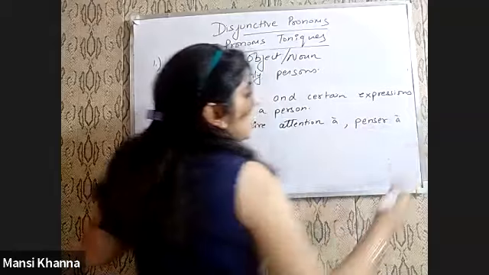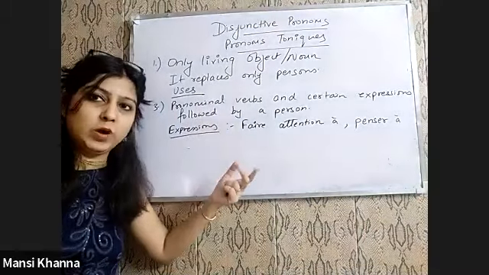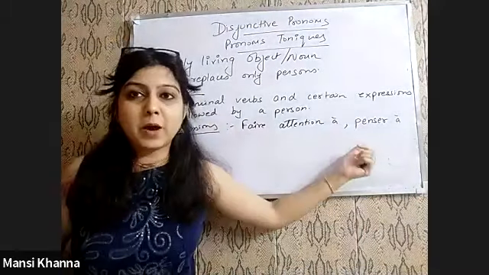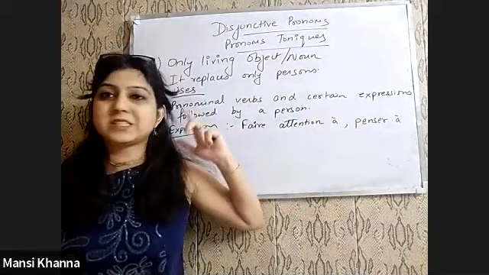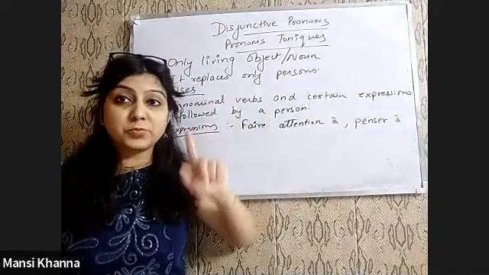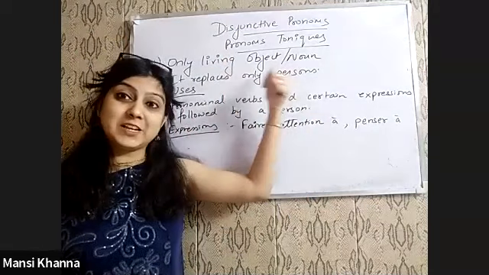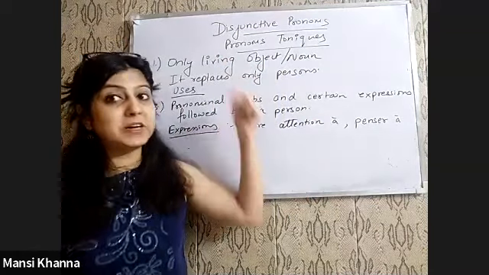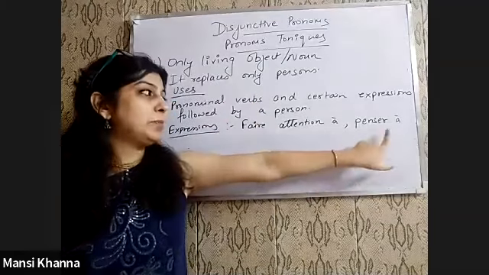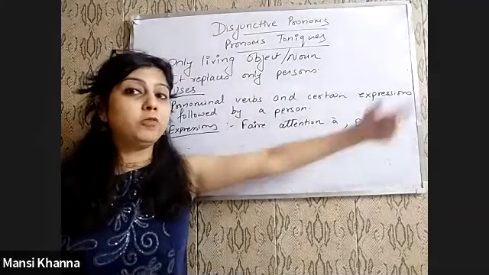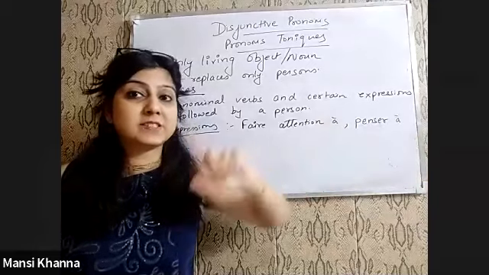Penser à, to think about someone. Now, if you are thinking about a place or some object, then disjunctive pronoun nahi hai. Please remember the first rule. Jab person hoga, jab living hoga, tabhi disjunctive pronoun aayega. So, yahan pe you have thinking of somebody, someone, and not something.